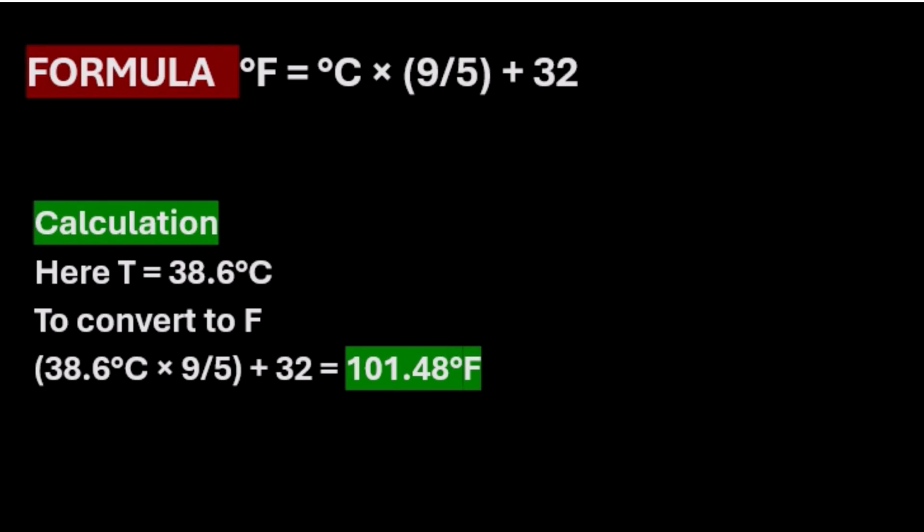101.48. The formula for converting is Fahrenheit is equal to degree Celsius into 9 by 5 plus 32. So here the calculation, temperature is 38.6 degrees Celsius. To convert to Fahrenheit, 38.6 degree Celsius into 9 by 5 plus 32, that is 101.48 degree Fahrenheit is the right answer.